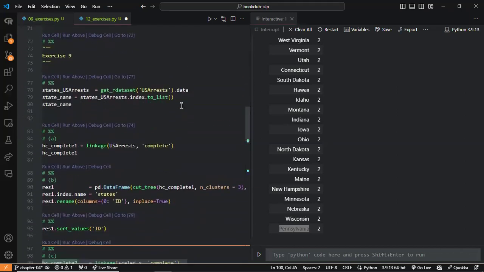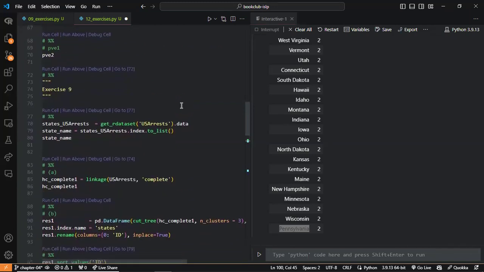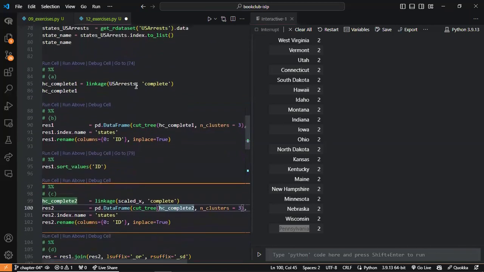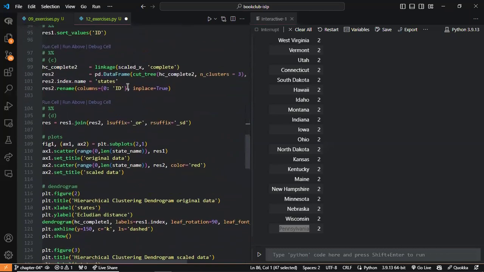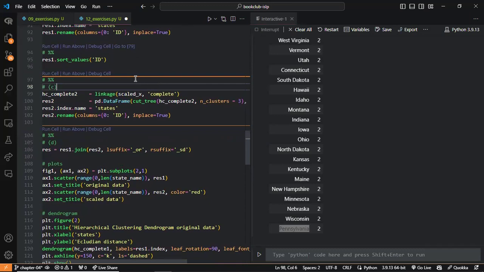Right. I think it would be the same. We did it in A. Oh no, it's right. I will share the results. So now we do use the scaled data.